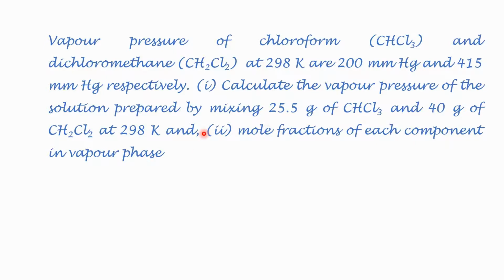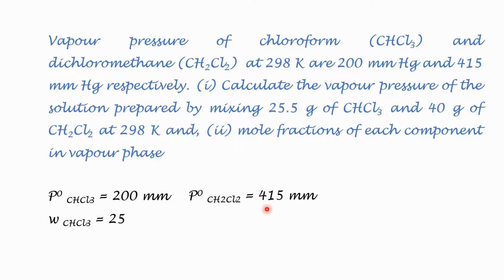So go through the problem and see what data are given. The first data is the vapor pressure, 200 millimeters of mercury. That is the vapor pressure of pure chloroform. So we write P0 is equal to 200 millimeters. Then you are given the value 415. 415 is the vapor pressure of dichloromethane. So P0 of dichloromethane is 415 millimeters. The next value that you are given is 25.5 grams of chloroform. So the weight of chloroform will be 25.5 grams. Then 40 grams of dichloromethane. So weight of dichloromethane is 40 grams.